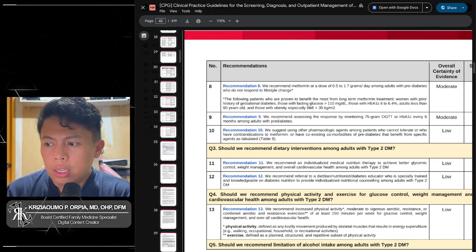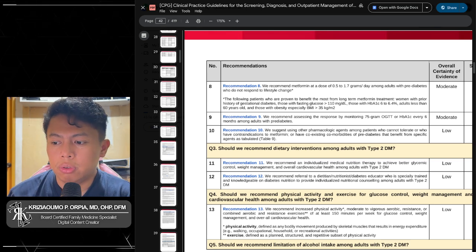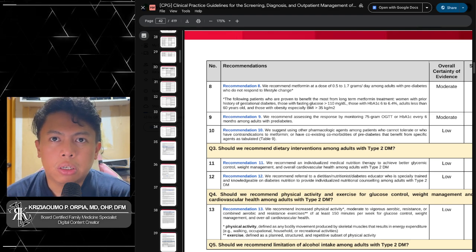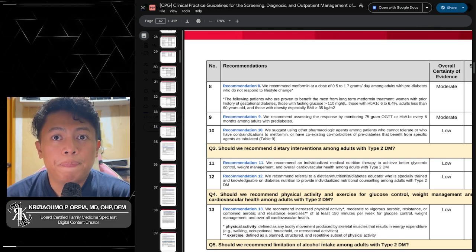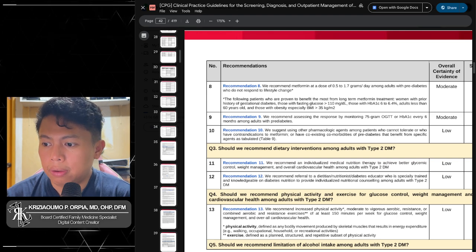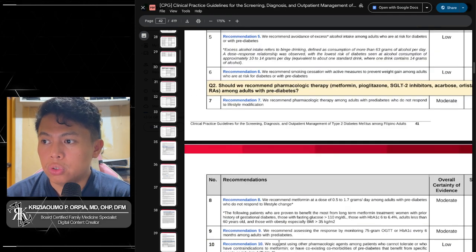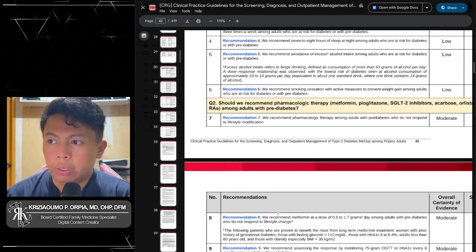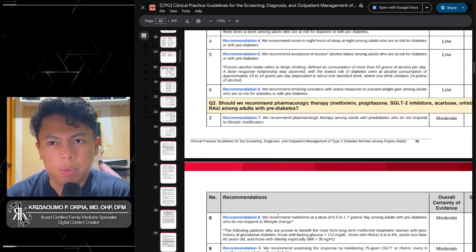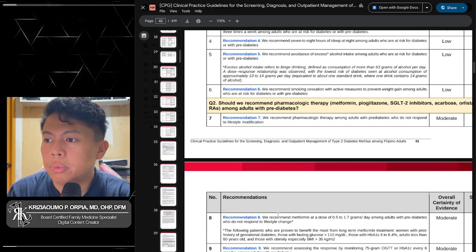Now, what if lifestyle modification fails? So, dyan papasok ang question na, how about if these are patients who are categorized na obese, mabigat, may timbang, okay, and are pre-diabetic, and fail lifestyle modification. So what do we do? Okay, should we recommend providing medication? Bibigay ba tayo ng gamot? Yun yung tanong ko. So that is question number 2 sa recommendations.